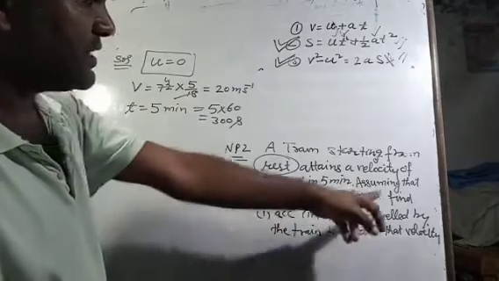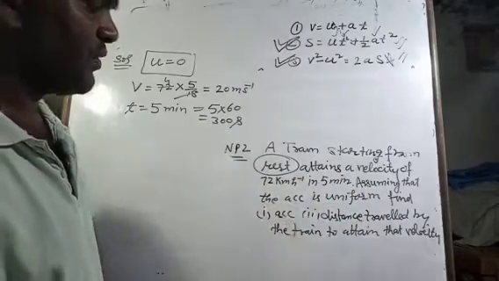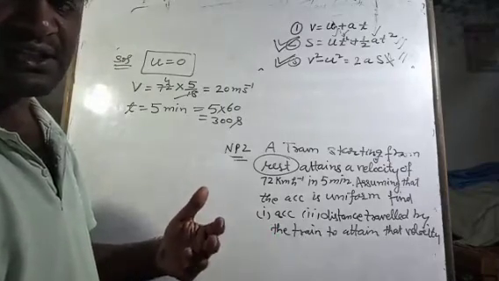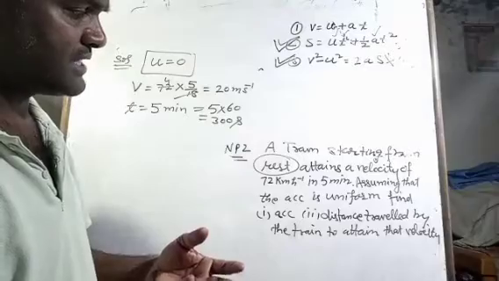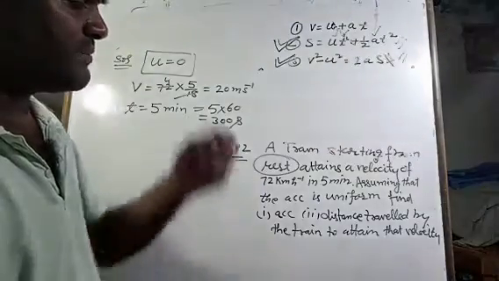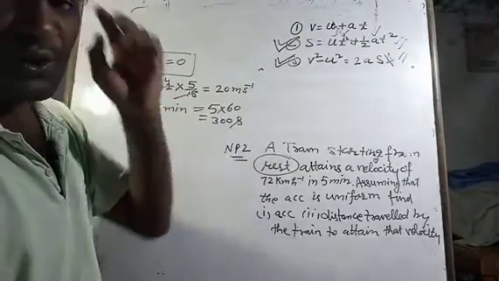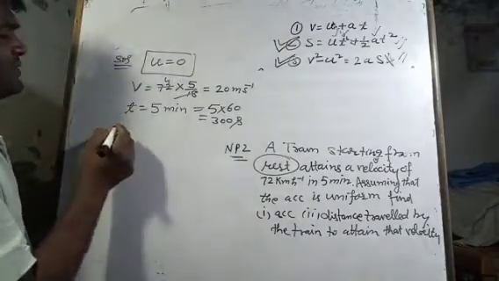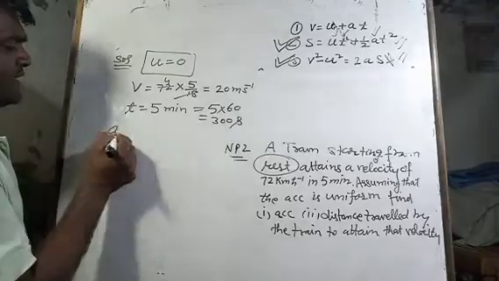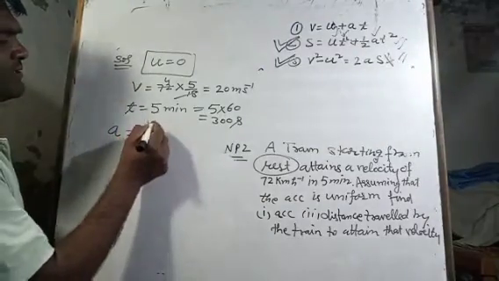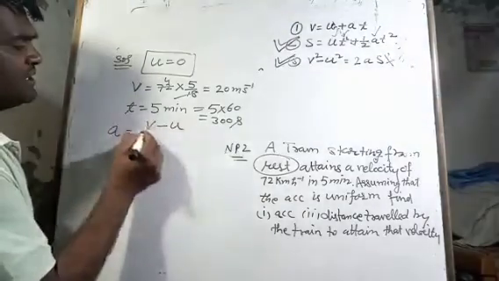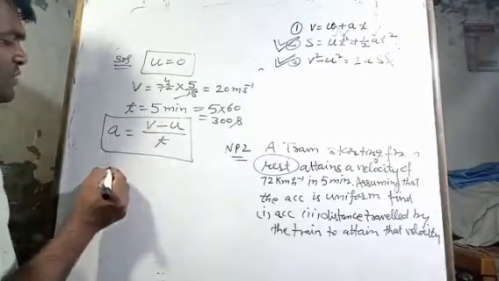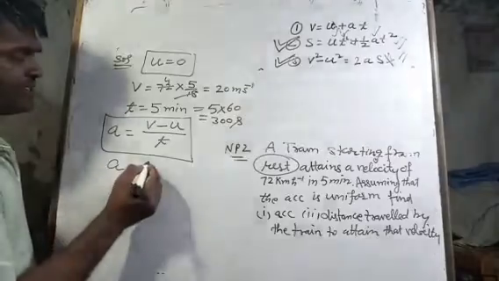We need to calculate, assuming that the acceleration is uniform. Find acceleration means, let the acceleration be uniform, and we need to find this acceleration and the distance traveled by the train to attain the velocity. Okay, my dear student. So to find acceleration, we have final velocity and initial velocity, v minus u, and we have time. So using this relation, we can calculate acceleration.